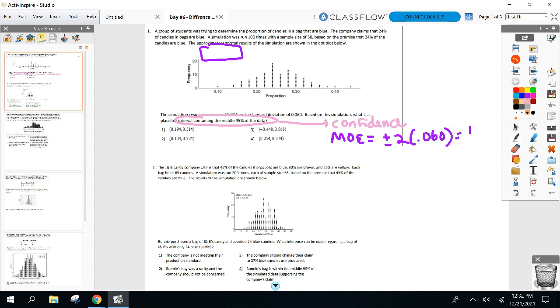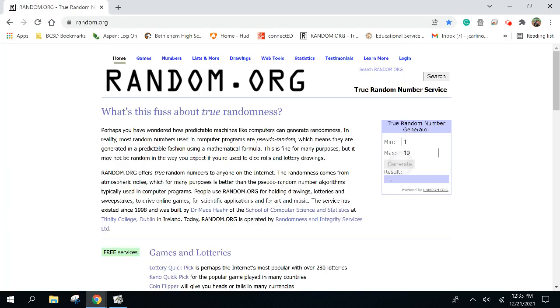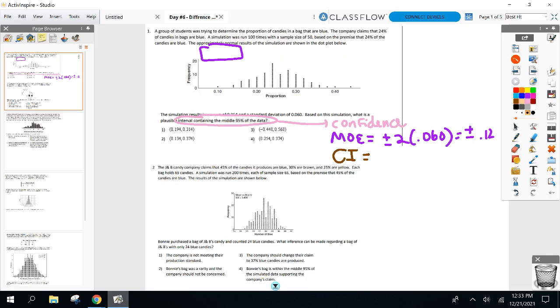So your margin of error, please don't forget the plus or minus part on the test on Thursday. So your margin of error is going to be 0.12. Any issues? All right, that leads to my confidence interval, abbreviated CI. And how do you find your confidence interval now?